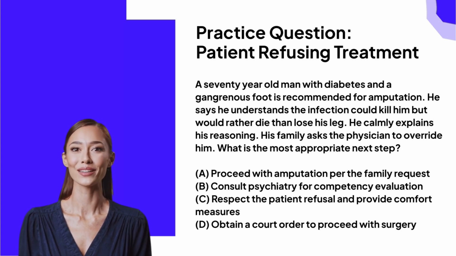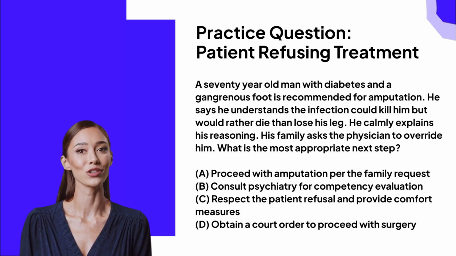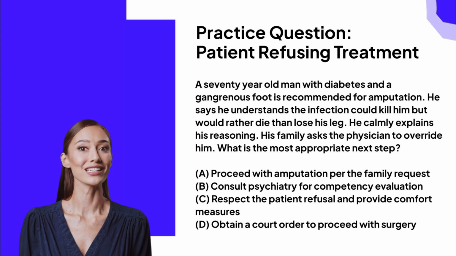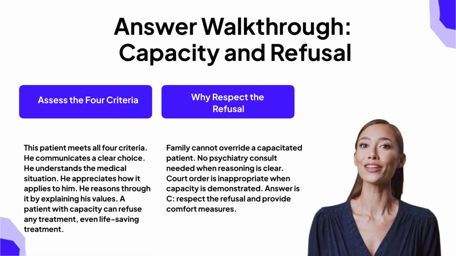The choices are: A. Proceed with amputation per the family request. B. Consult psychiatry for a competency evaluation. C. Respect the patient refusal and provide comfort measures. D. Obtain a court order to proceed with surgery. Let us break this one down. First, assess the 4 criteria.